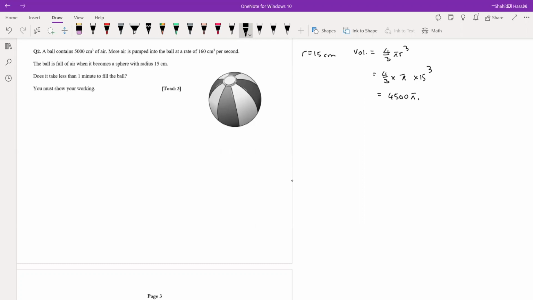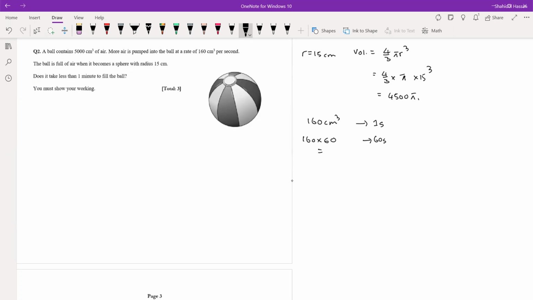Now, the question says that there is already 5,000 centimeter cube of air, and you are pumping in at a rate so that in 1 second you have 160 centimeter cube. And it says, does it take less than 1 minute to fill the ball? Let's see how much air can we push into the ball in 1 minute. The question says you have 160 centimeter cube per second. That means in 1 second. Therefore, in 60 seconds, the volume should be 160 times 60.